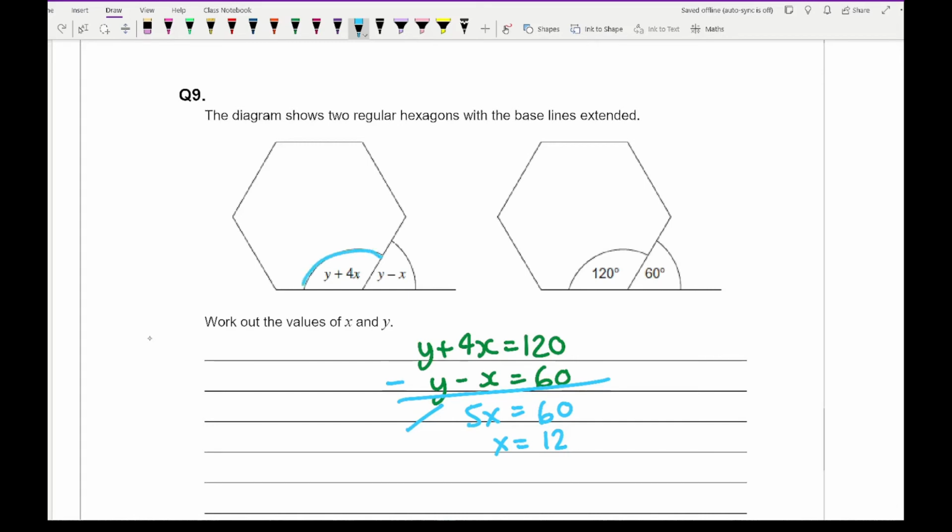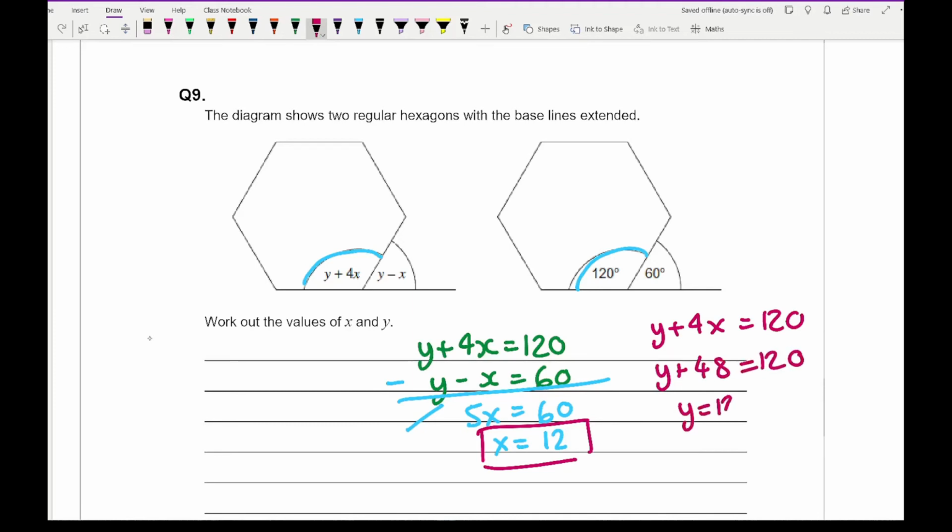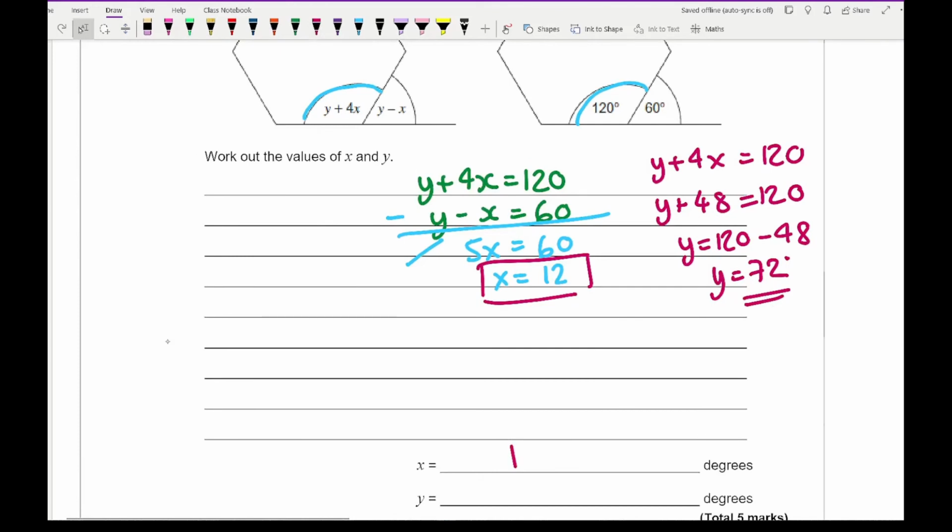Then from this, if I pick either of the 2 equations, let's just go for this angle here and this angle here, that we know, so y plus 4x equals 120. Well, if x equals 12, then 4 times 12 is going to be 48. And so y equals 120 minus 48, and 120 minus 48 gives me 72. So y equals 72 degrees. So in the answers, I can then put 12 degrees and 72 degrees.